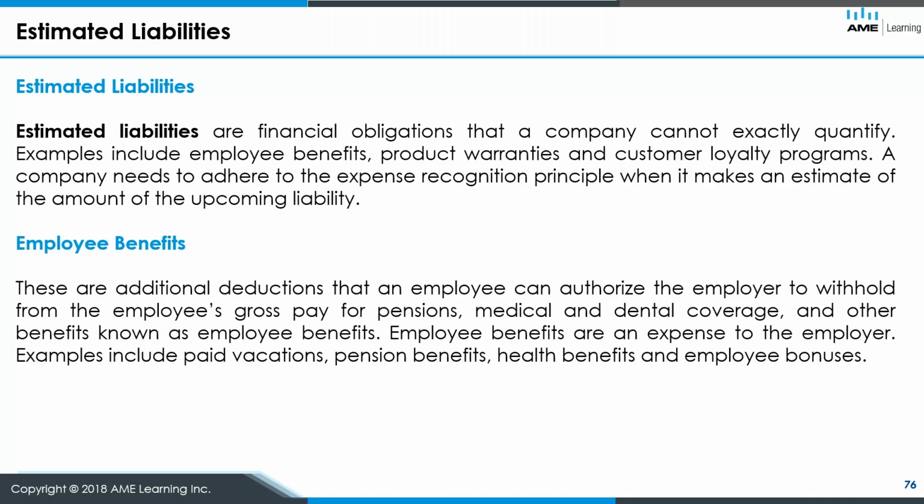But they are still estimates, and they are subject to variance from the actual amounts, because we don't have enough information, the time hasn't passed, and so on, to actually make it determinable. As far as employee benefits go, we might need to estimate the amount for paid vacation usage, pension benefits, health benefits. As I mentioned earlier, employee bonuses is a big one. Usually the employee bonuses are based on an annual performance, at least in my experience. It could be different for other companies.